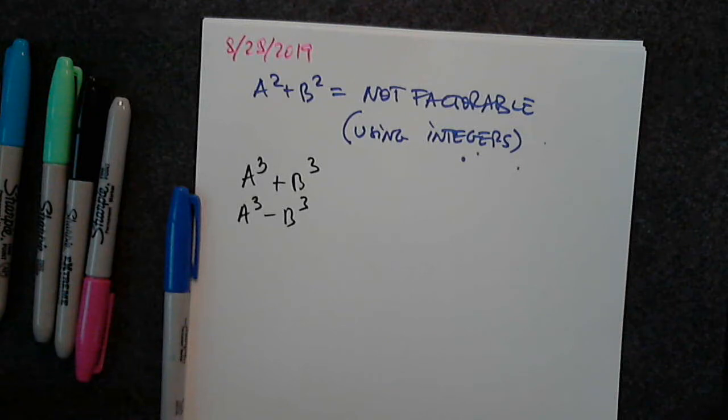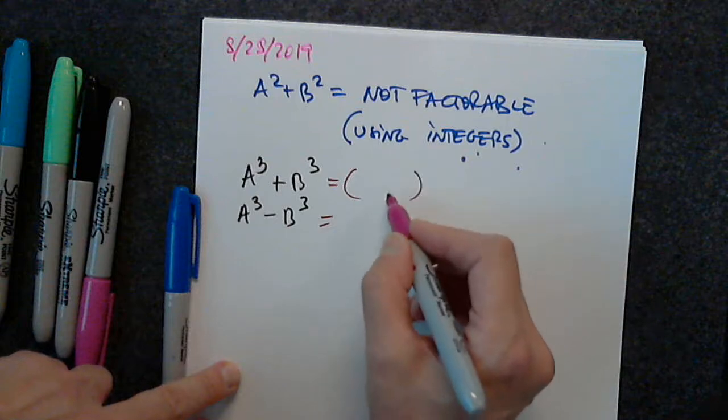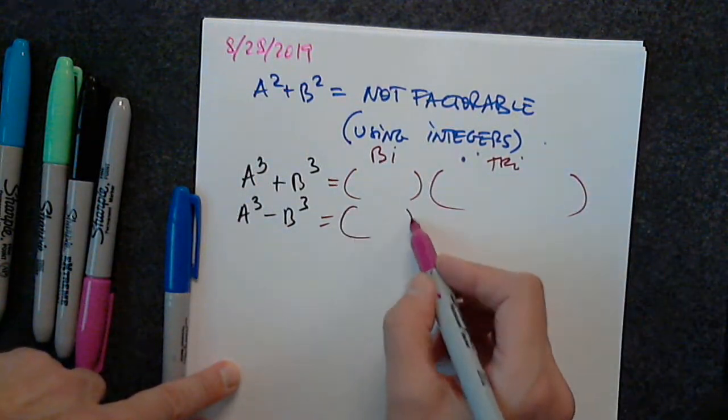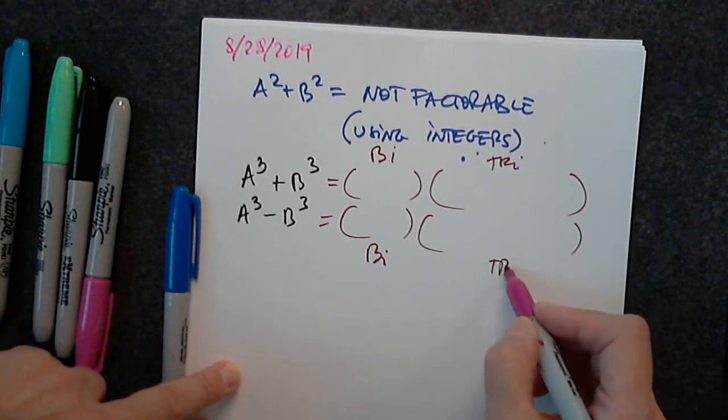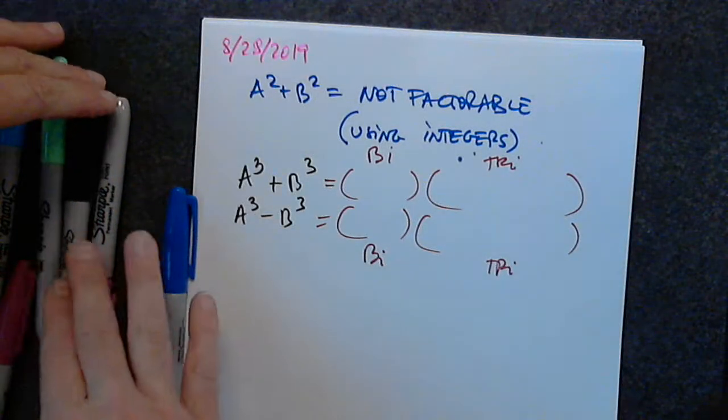Now, they're very special. They're nothing that you're going to experience again. Very different. So they both factor into a binomial and a trinomial. A binomial and a trinomial. Nothing else factors like that into a binomial and trinomial.